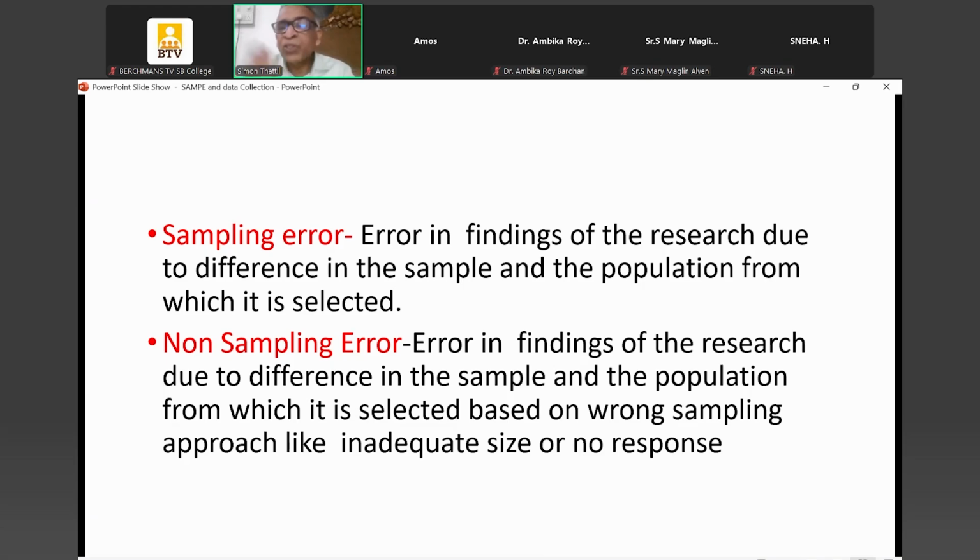So this is what I'm saying. The sampling approach that you're following, or you took a size which is small, which is not representing. In this case, there is a difference in the sample and the population because of size or because of the no response category. This is called a non-sampling error. But when you're saying there's a sampling error, it is just because the sample is not representing the population. And still you're generalizing and saying that what I found in the sample is like this and therefore the population is like that. So I hope you have understood these basic concepts.